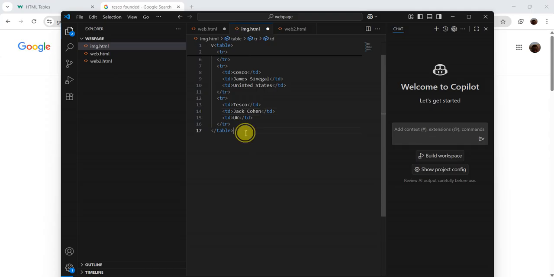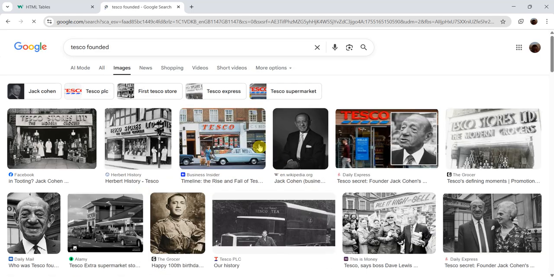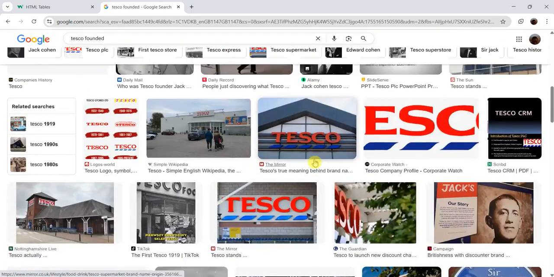Let's move on to images, IMG. So type in IMG and it'll give us RT. Forget about the alt. So let's find a random picture. Picture of Tesco would be nice.